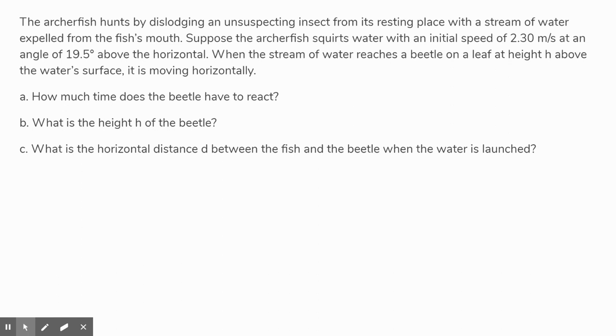This fish is going to squirt water out of its mouth with an initial speed of 2.30 meters per second at an angle 19.5 degrees above the horizontal. So we're at an angle again, which means we're going to have X and Y components. Well, when the stream of water reaches a beetle on a leaf at height h above the water surface, that water is moving horizontally. So that indicates that would be a maximum point. How much time does the beetle have to react? What is the height of the beetle? And what is the horizontal distance covered between the fish and the beetle at the point the water is launched? Again, I know that sounds complicated.